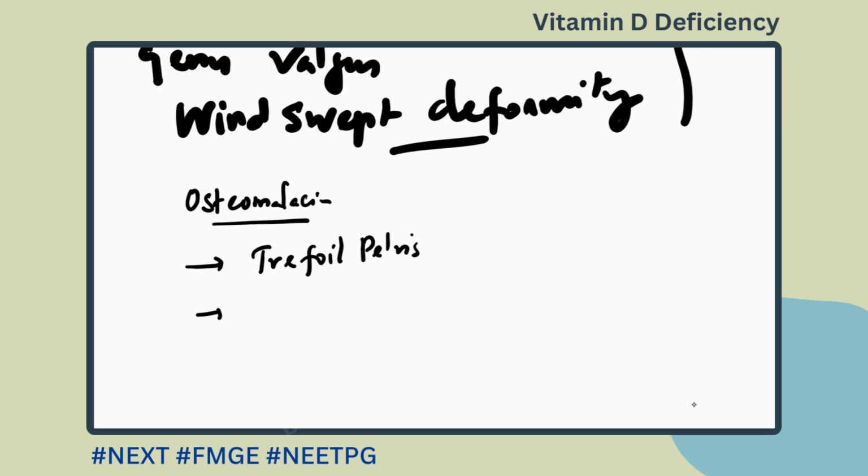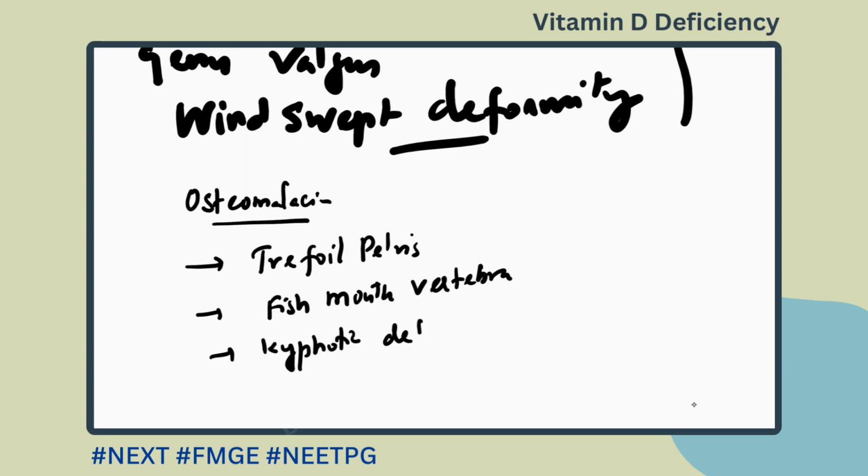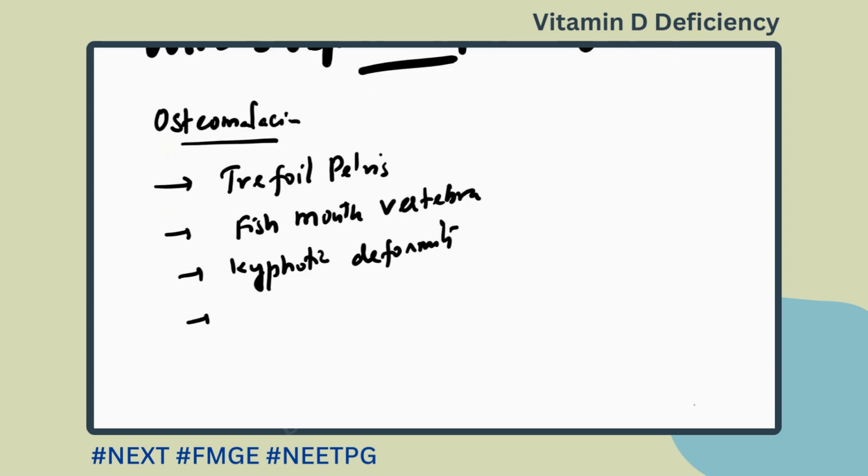They can present with fish mouth vertebra. They can present with kyphotic deformity of the spine. They can present with stress fractures in the bones, which are called Looser's zones. So Looser's zones can be seen in adult patients who are suffering from osteomalacia.